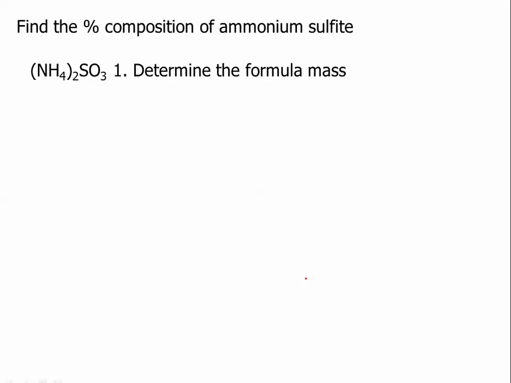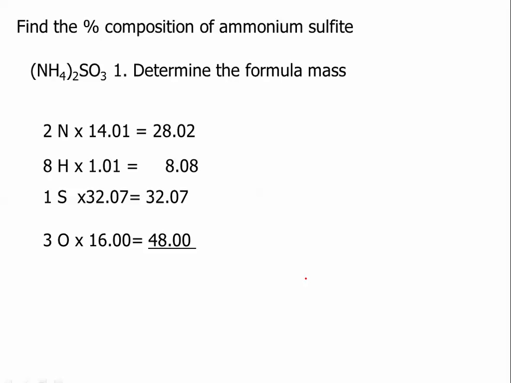So we look at ammonium, and we've got 2 nitrogens times its mass of 14.01. We have 8 hydrogens times its mass of 1.0097, or in this case 1.01. 1 sulfur times its mass, 3 oxygens times its mass, and we get a total mass of 116.17. If you're having trouble with formula mass, then you need to go back and look at the notes, or look at the videos, or get some help. Because if you can't do formula mass, you cannot do percent composition. So this is our total mass. This is what we're going to be dividing everything by.